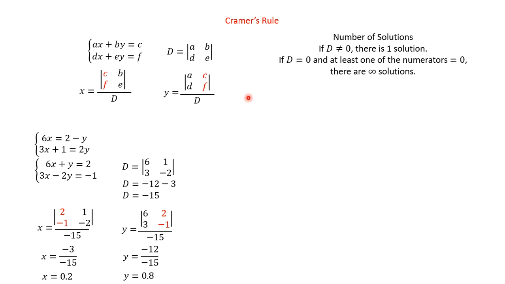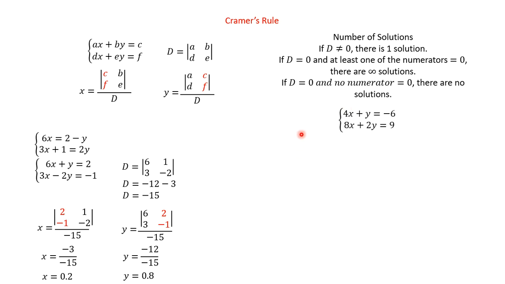If D equals 0 and at least one of the numerator determinants equals 0, then there's infinite solutions. And so that would be the same line. And if D equals 0 and no numerator equals 0, then there are no solutions. And that's where there would be parallel. So let's take a look at something like that.